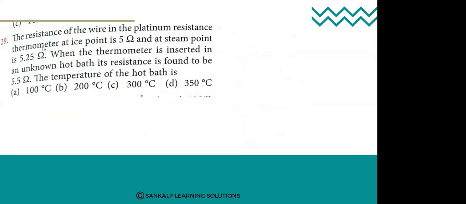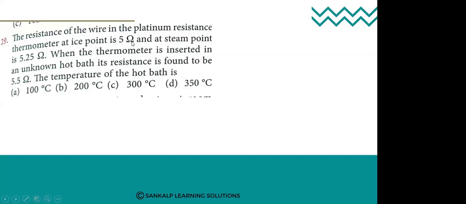So, a similar one. The resistance of the wire in the platinum resistance thermometer at ice point is 5 ohm, and at steam point, which is 100 degrees Celsius, is 5.25 ohm. It is a platinum resistance thermometer, so they have not given it as water. Suppose it is specified as water, then it will be 0 and 100 degrees Celsius. For a different substance, the ice point and steam point will be different.